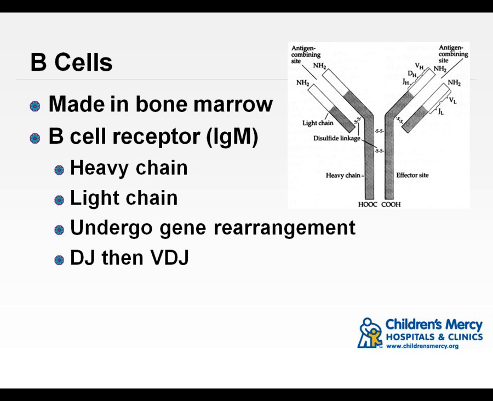So B cells, the next bridge, we call the B cell side of the adaptive immune system the humoral immune system. B cells secrete antibody, which used to be thought of as humors that got passed from person to person, or could potentially in a transfusion get passed from person to person. So the humoral immune system is B cells. B cells are made in the bone marrow. They have something on the outside, a B-cell receptor, which is essentially an IgM. The IgM is made up of two heavy chains, which are these big, long guys, and two light chains.